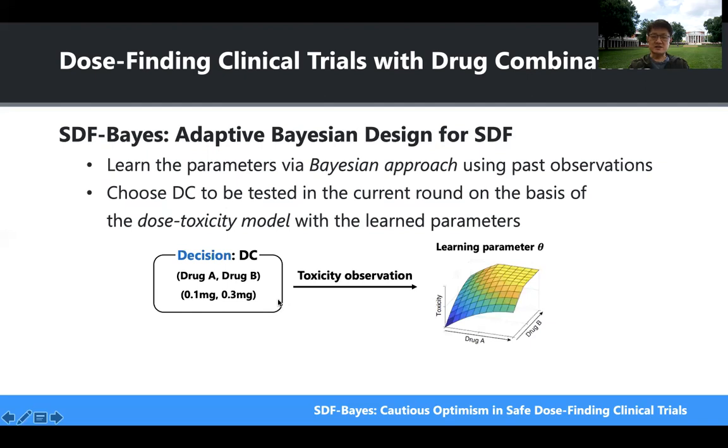The operation goes like this. In the current round, let's say I have a decision that has already been made. We're going to test the DC of 0.1 milligram and 0.3 milligram. We give this DC to the trial participants, and then we observe the toxicity outcomes. Based on this outcome, we update the parameter theta of the dose toxicity model. With this updated model, we make the next decision. So what is the next DC we're going to test? And we continue this loop for a given number of rounds, which is determined by our patient budget.